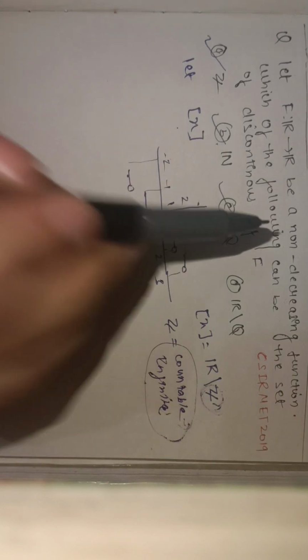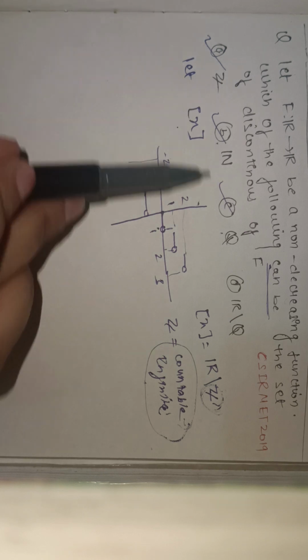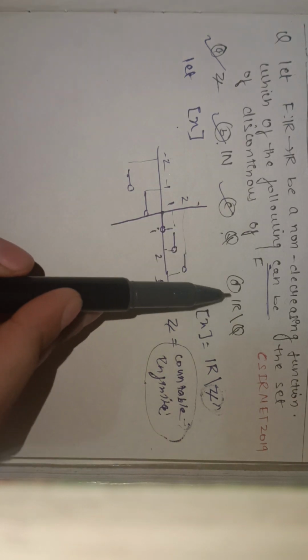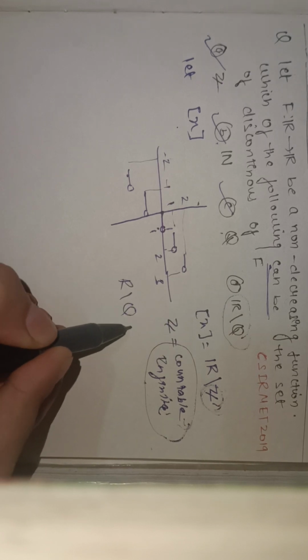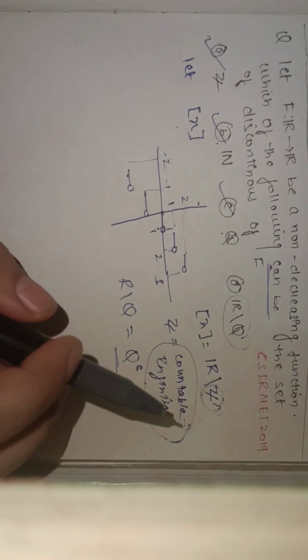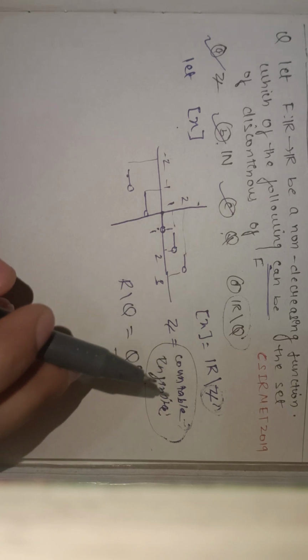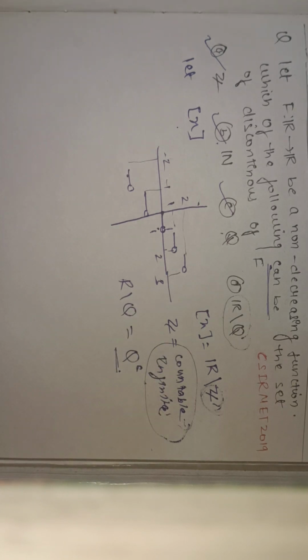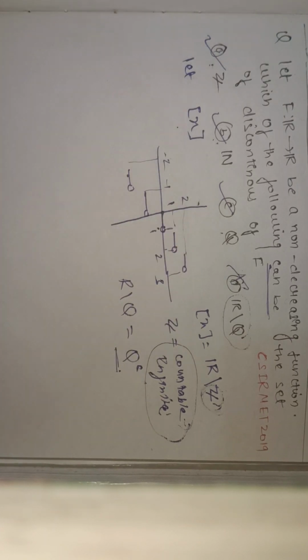So these two options can also be correct. Here the word "can" is there, so these three options can be true. But if we see the fourth option, R minus Q, which is the Q complement, that is the irrational numbers, and we know the irrational numbers are an uncountable set. If the function is discontinuous, then the set of discontinuities is finite or countably infinite. It cannot be an uncountable set. So this option is wrong and options A, B and C are correct.